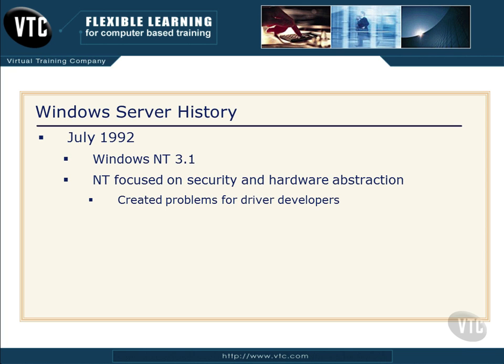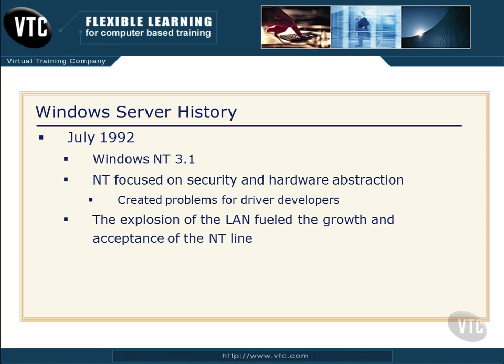And so, as the local area network grew, we started to see security problems. And so NT focused on this with the actual architecture of the operating system, and it really started to create some problems. Now, the explosion around this time of the local area network fueled the growth and acceptance of the NT line, and while it was a problem for driver developers, it appealed to administrators because there was increased security.